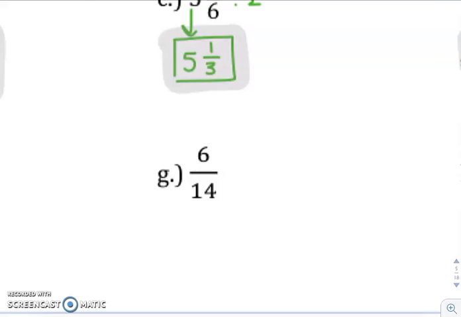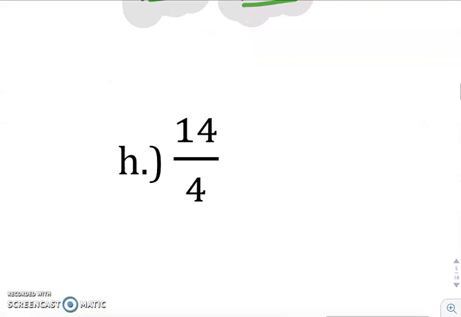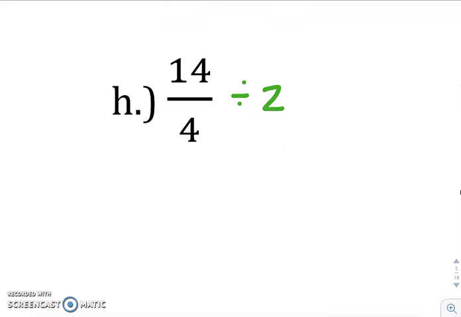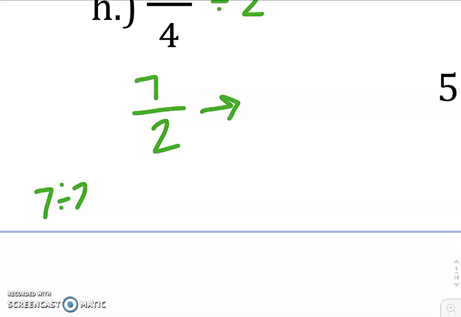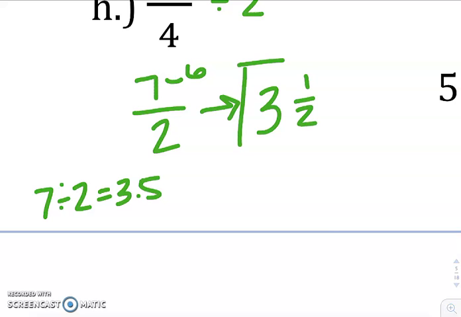Let's go ahead and try H. I'm going to have you try the other two. So 14 fourths. Divide them both by 2. 14 divided by 2 is 7. 4 divided by 2 is 2. Let's write it as a mixed number. So 7 divided by 2 is 3.5. So 3 is our whole number. 2 times 3 is 6. So 7 minus 6 leaves us with 1/2 left.